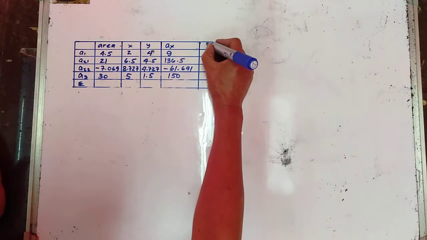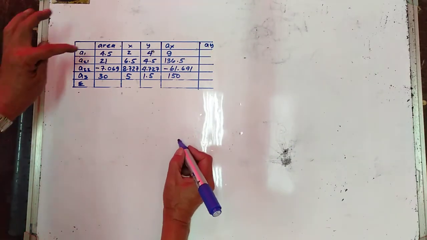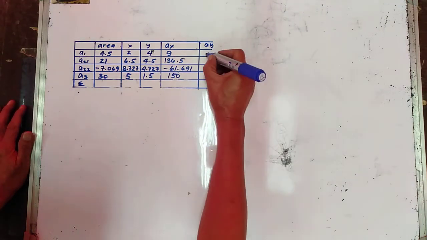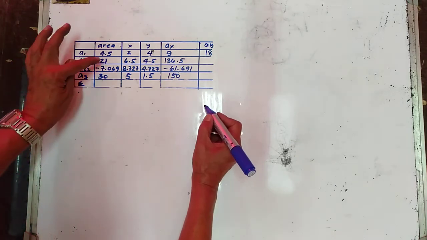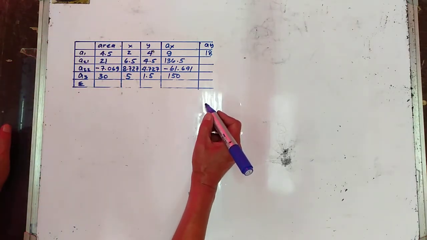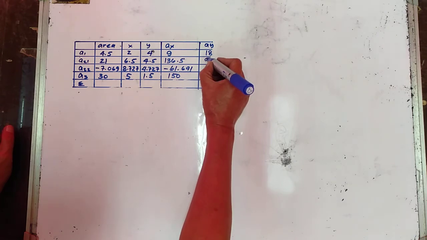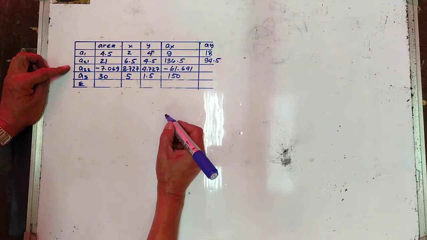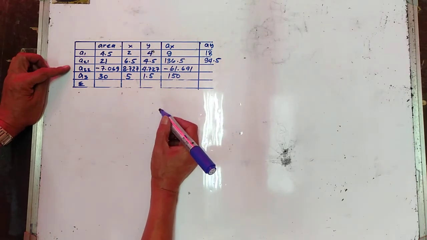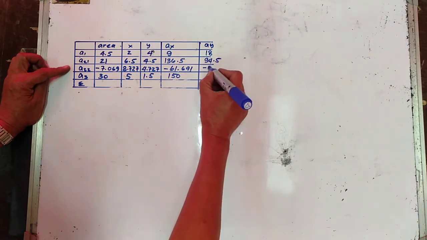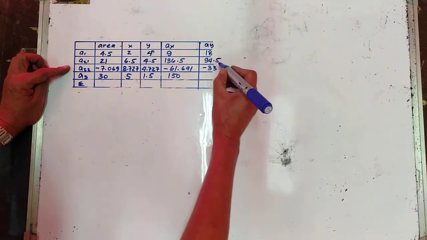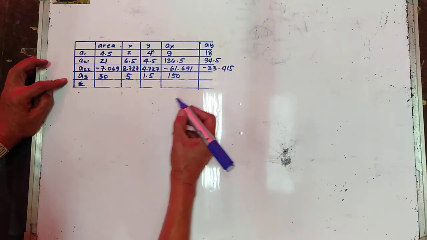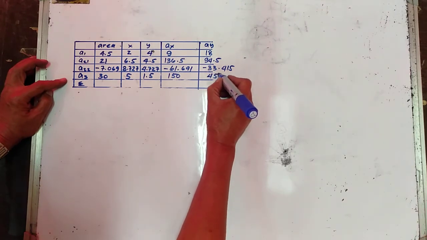Now we have your A times y. 4.5 by 4 is equal to 18. 21 by 4.5 is 94.5. Minus 7.069 by 4.727, minus 33.5. And 30 by 1.5 is equal to 45.